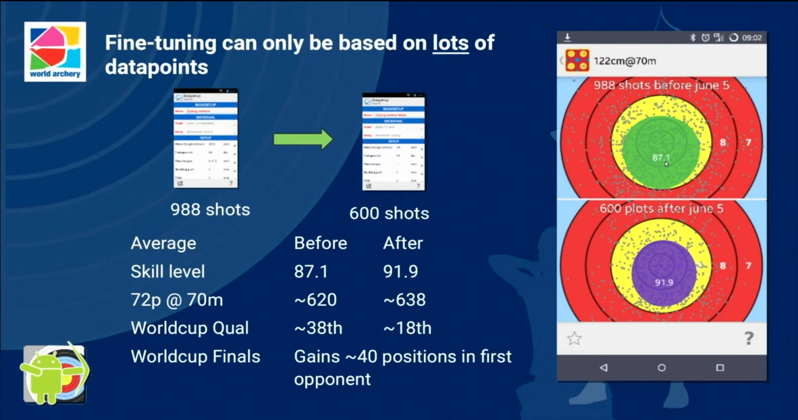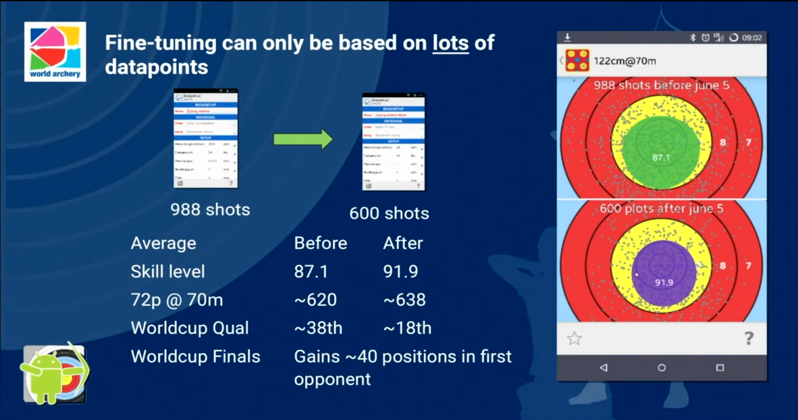And if we look at both numbers, we have the skill level in those two groups, and if we compare the two skill levels, we had a skill level of 87 before we changed the setup, which would be around 620 in a 70-meter round, and we ended up with a setup of 92, which would mean around 638 score in a 70-meter round. And if you're shooting these two scores in a typical World Cup qualification round for recurve women, instead of ending up around position number 38, you would end up around position 18. So in this case, this archer would have gained 20 positions by improving the tuning of her bow. And gaining 20 positions means that your opponent is 20 positions further down, so it means that you gain 40 positions compared to your opponent in the first elimination round.